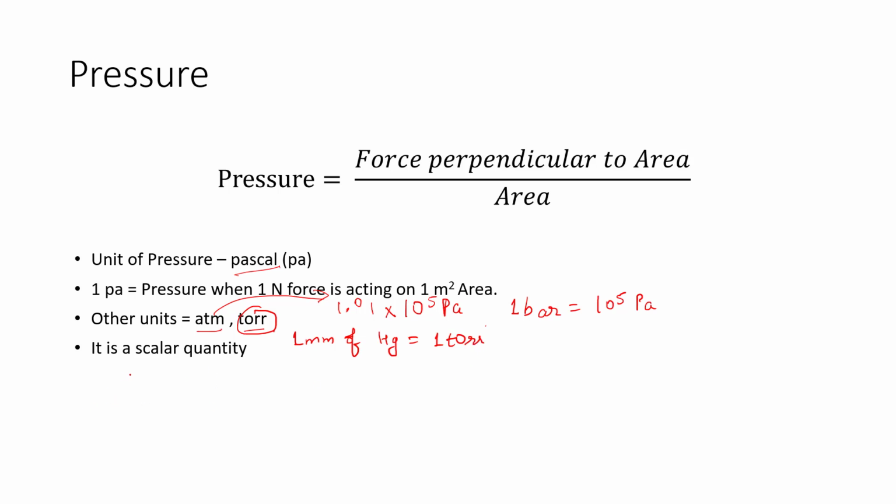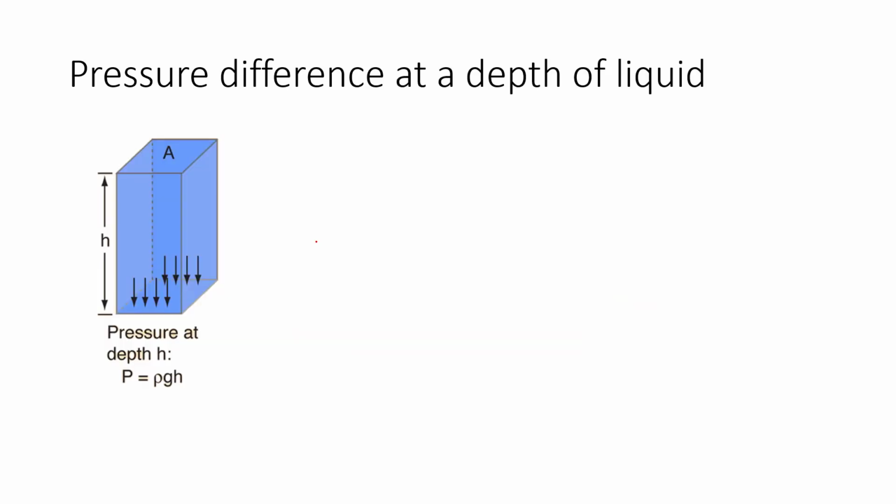Now remember that pressure is a scalar quantity. Force is a vector quantity, but pressure is a scalar quantity. Also the area is a vector quantity. So basically force perpendicular to the area is equal to pressure into area, where pressure is a scalar quantity and area is a vector quantity. Now let's move on to the next slide.